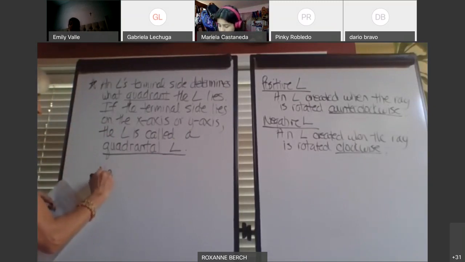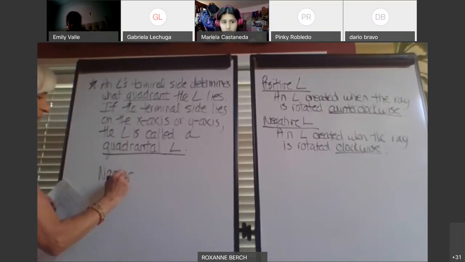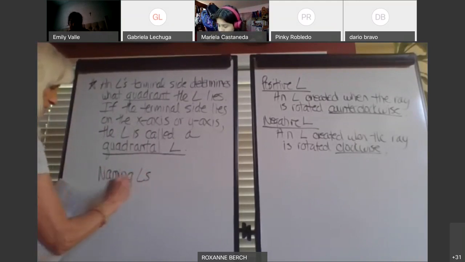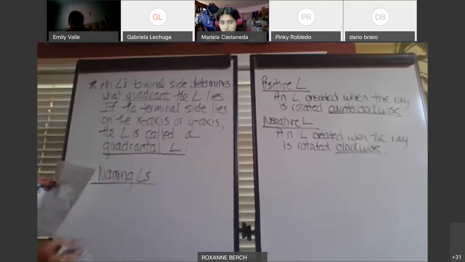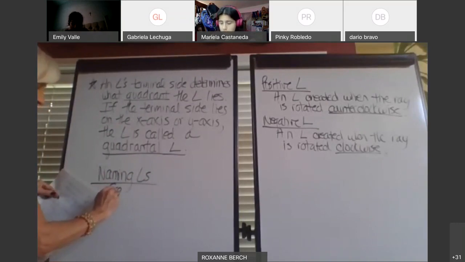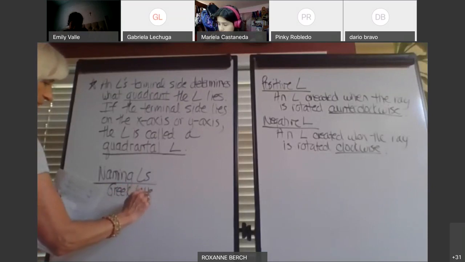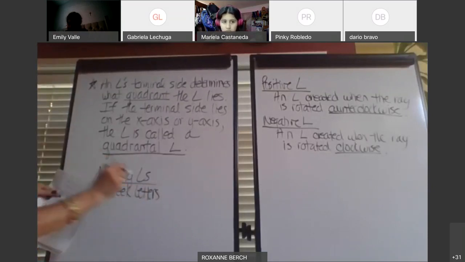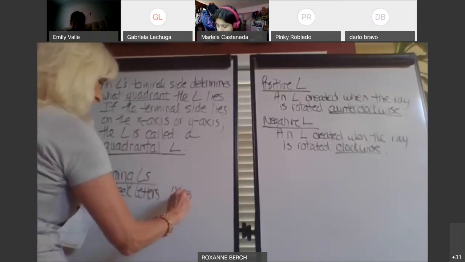All right, I mentioned this before, but I'm going to put it in writing now. When you're naming angles, there are two ways to name an angle. When we talk about right triangles, you're going to use Greek letters, you're going to use uppercase letters.